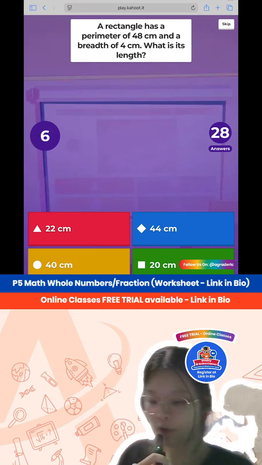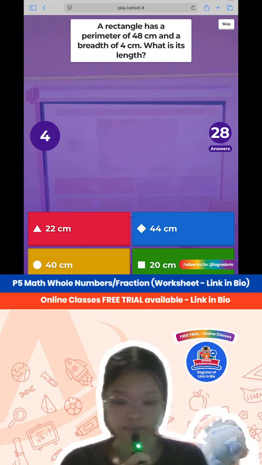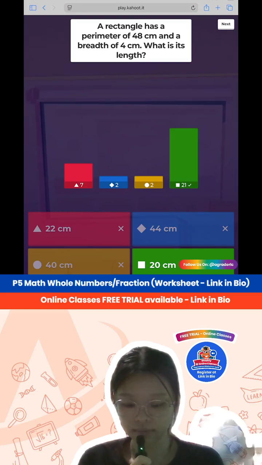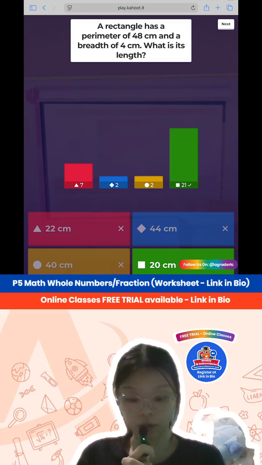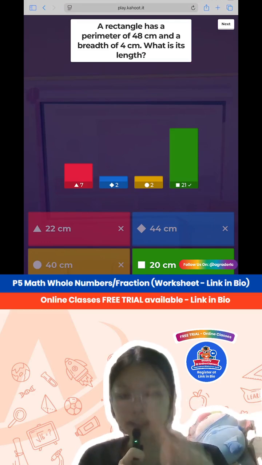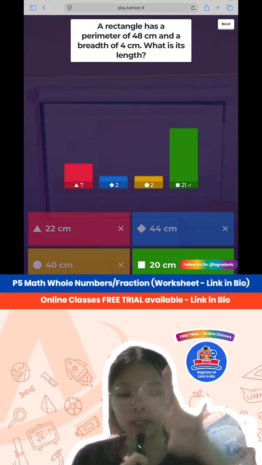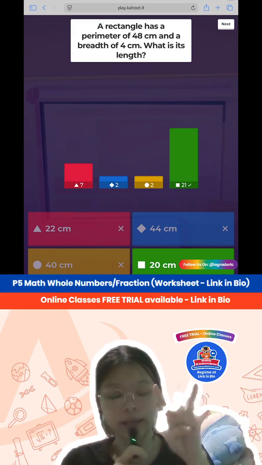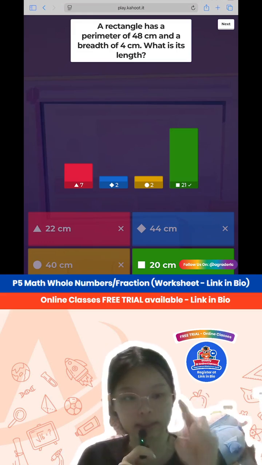Okay, we're looking for the length. Oh, good. This one, a lot of you got it right. Good. 48, we just take away 2 breaths. So 48 minus 8, then we get 40. And then when we are at 40, we divide by 2 because 40 consists of 2 lengths. So I divide by 2, I get 20. So that's the answer.